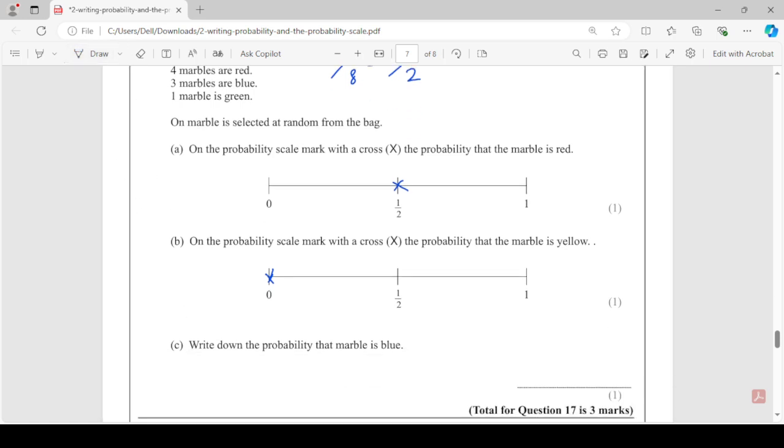Question C. Write down the probability the marble is blue. There are 3 marbles that are blue, and the total number of marbles is 8. So 3 over 8.